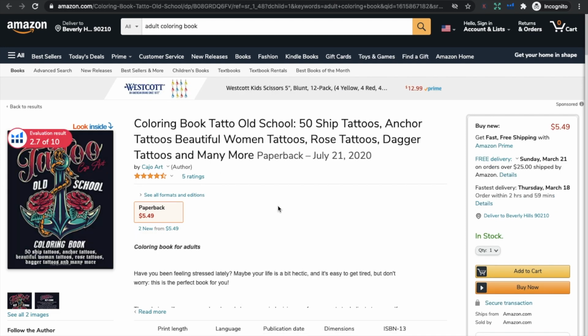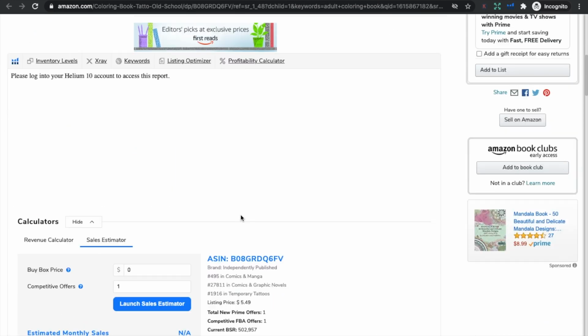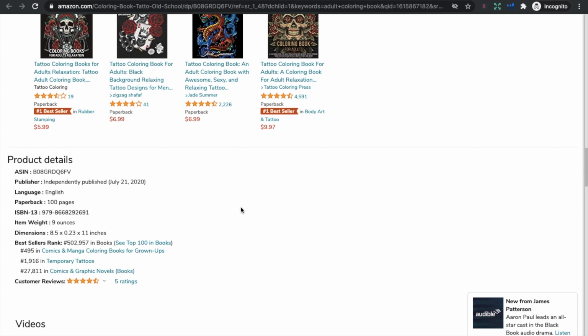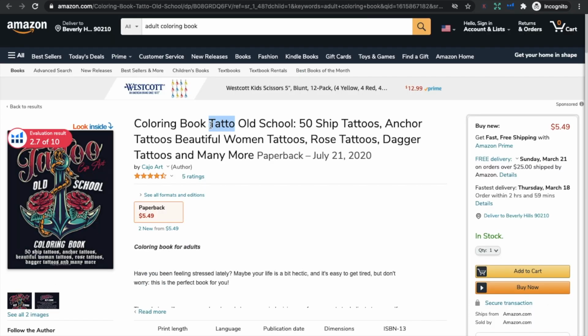Now this one is a bit of an example of maybe what not to do, although it does have 5 ratings. So this book has been purchased and it's got a ranking. They've got a spelling mistake here. They haven't even spelt tattoo correct, which was probably just an accident, but you need to pay more attention to that sort of thing. And then we've just got repetitive keyword, tattoos, tattoos, tattoos, tattoos, tattoos. I feel like that's too many repetitions of the word tattoos.